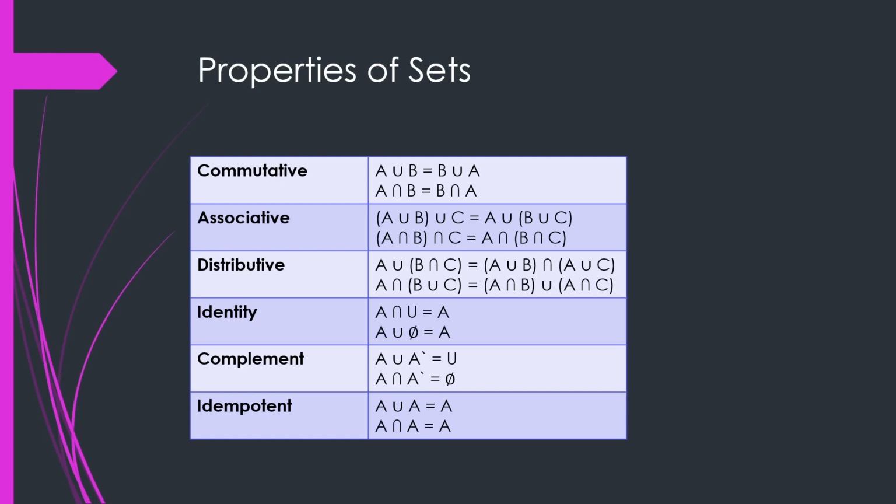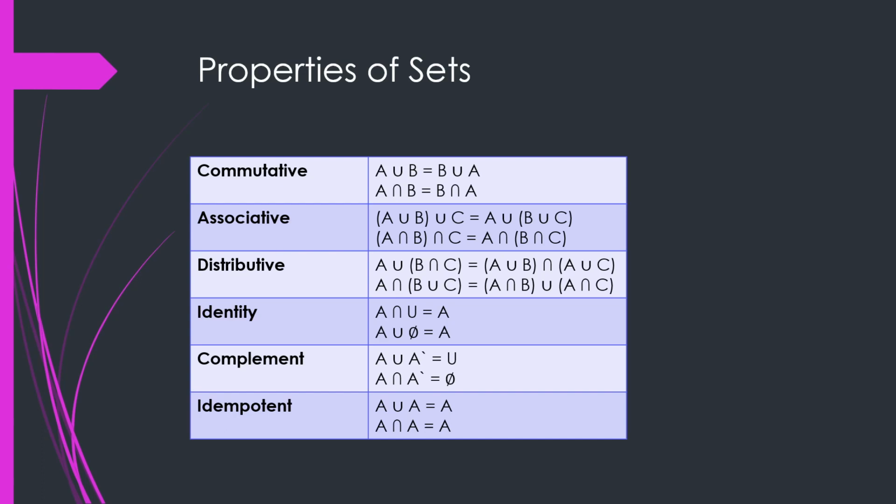So if you look at it this way, if you have three sets being joined by the same symbol, union or intersection, the associative property applies. If the symbols are different, then the distributive property applies.